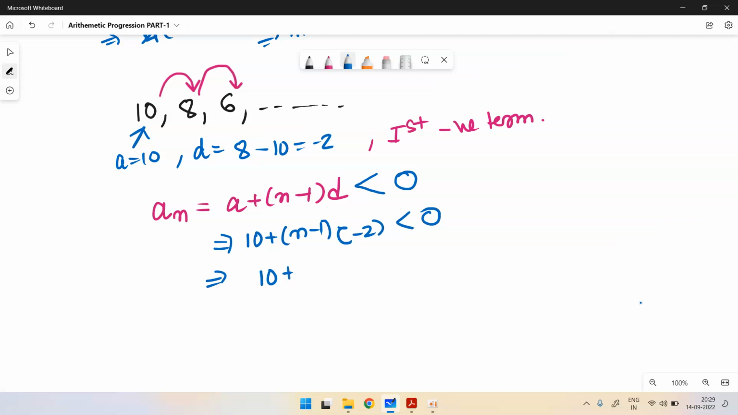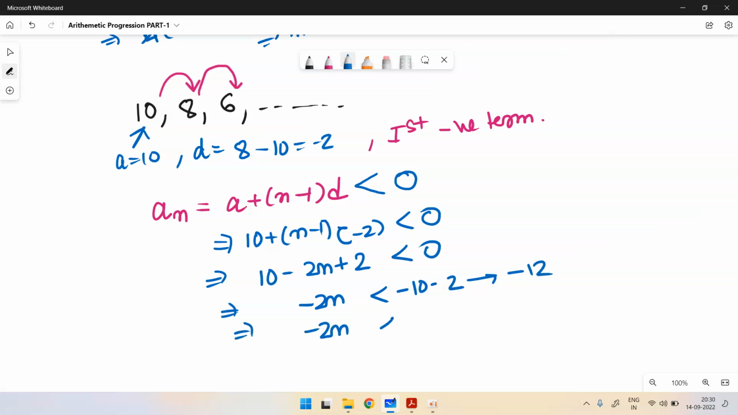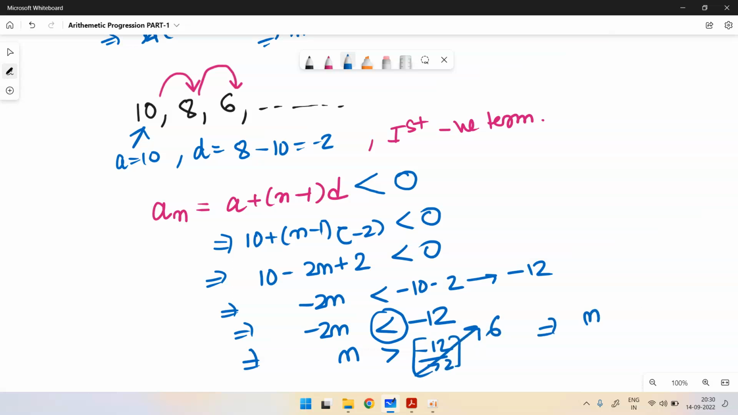If you open this bracket, this has become minus 2n plus 2, less than 0. And if you calculate this, it is minus 2n less than minus 10 minus 2, which is minus 12. So minus 2n is less than minus 12, which implies that if you divide by minus 2, the inequality sign will change. So n is greater than minus 12 by minus 2. This is nothing but 6, which implies that n is greater than 6.